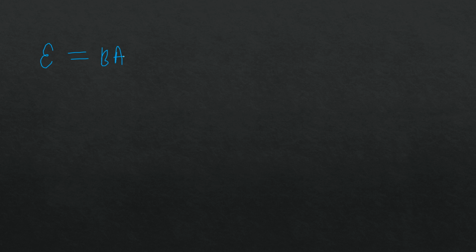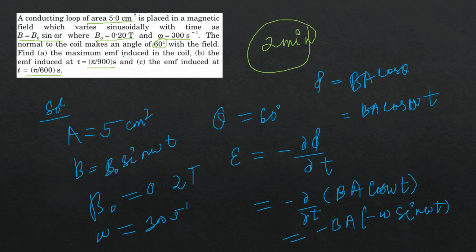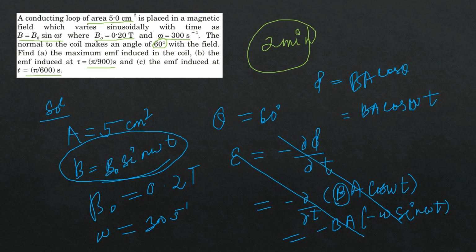Am I doing it correct? Okay, wait. No, no. Let's do one thing here. Because B is also given, B naught sin omega t, right? So I think we have to put it here. Okay, we can cut it. No problem. This is not the right way.